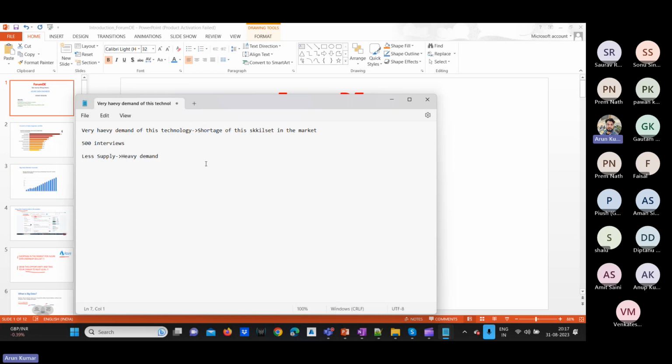If we talk about the major cloud platforms in the market, majorly there are three: AWS, Azure and GCP. AWS is a cloud product of Amazon.